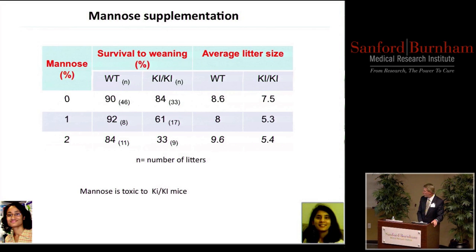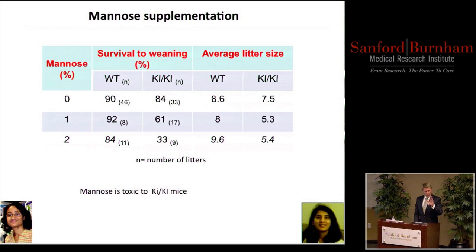And if you drop it down to 2%, you see that about 33% survive to weaning, and the litter size is reduced. And if you go to only 1%, 61% survive. So this means that there is a dose-dependent effect on the ability of these embryos to survive. So you shouldn't go drinking a whole bunch of mannose, because this could have deleterious effects.